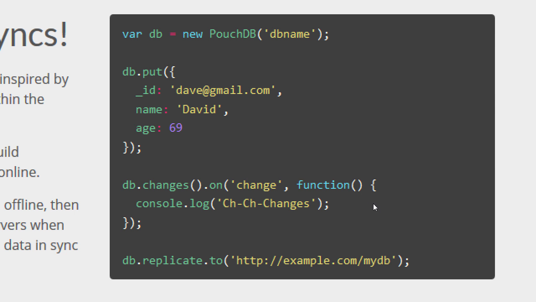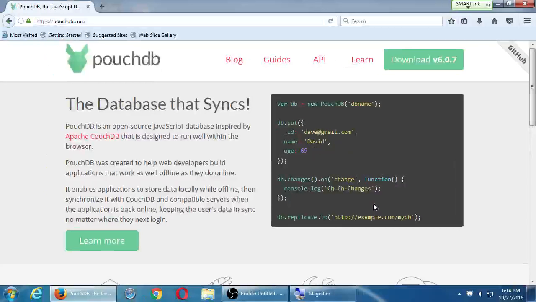And that's going to be something like db.replicate.to. We're going to copy our database over to some online infrastructure, some server. We have replicate to, we have replicate from.